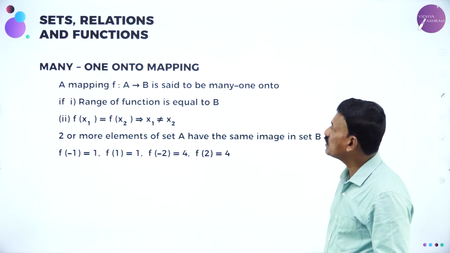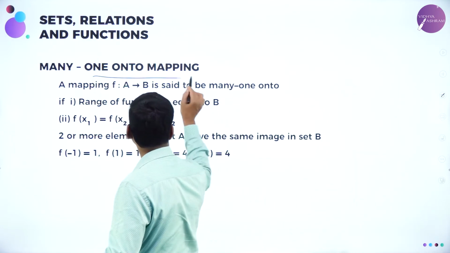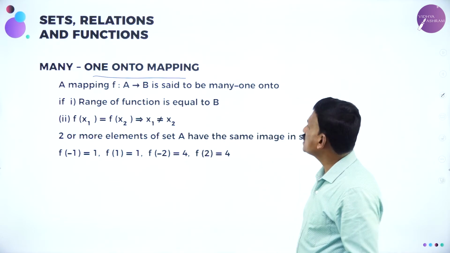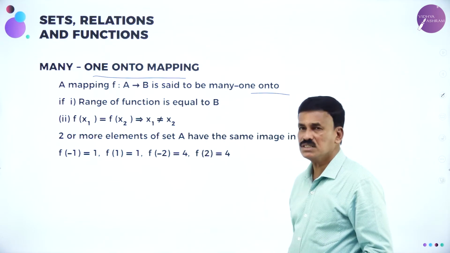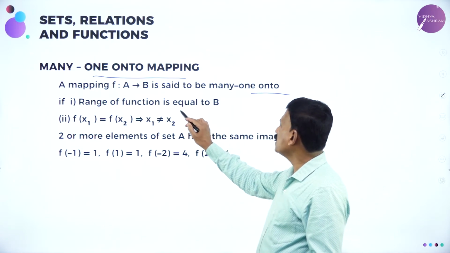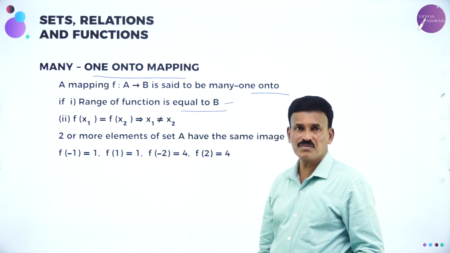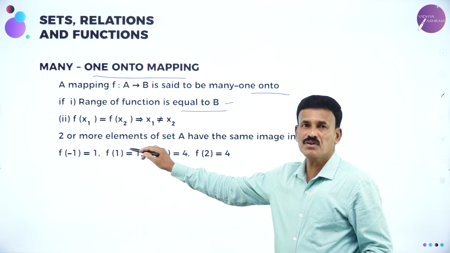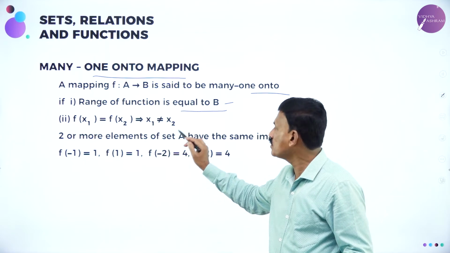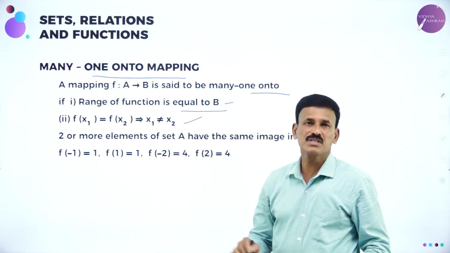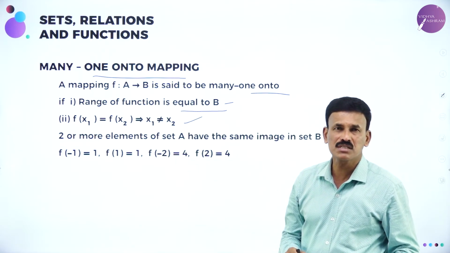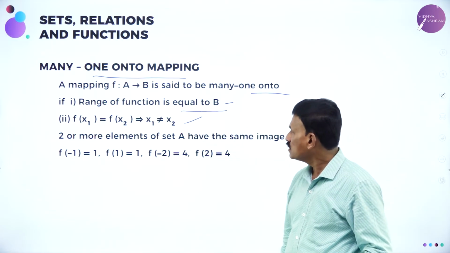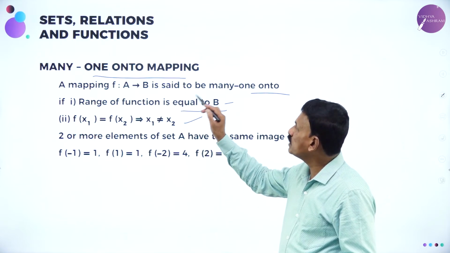Let us come to the next one. Many-one onto function. A mapping f from A to B is said to be a many-one onto function if the range of the function is equal to B, and further f of x1 is equal to f of x2 does not imply x1 is equal to x2. Then it is called a many-one onto function.